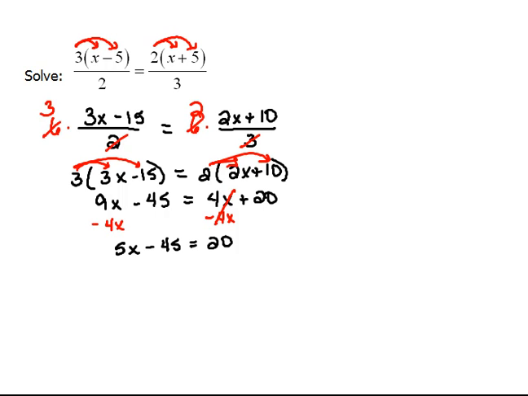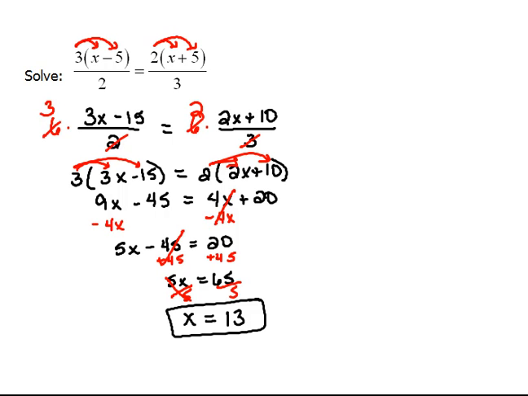Now we have 5x minus 45 equals 20. Let's get our numbers together by adding 45 to both sides. So we now have 5x equals 20 plus 45, which is 65. And then dividing both sides by 5, x equals 13.